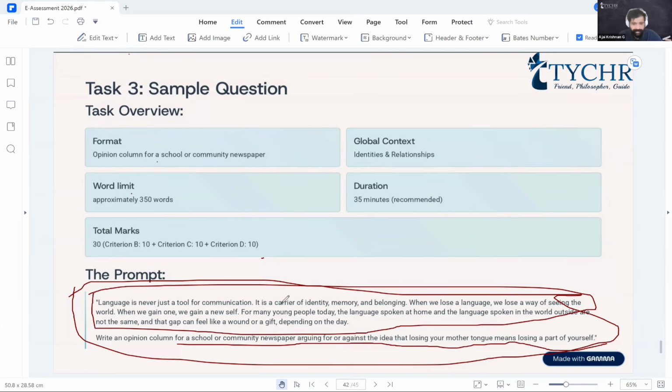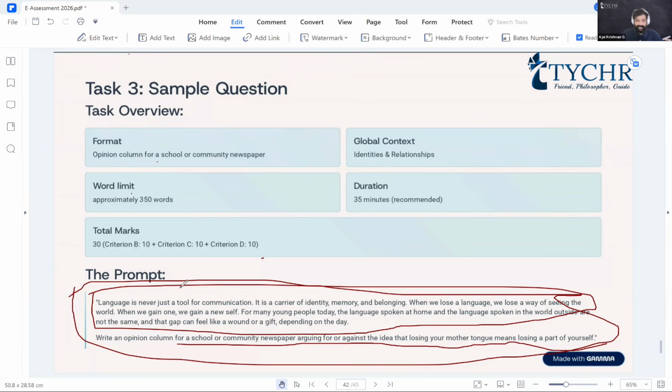Language is never a tool for just communication. It is a carrier of identity, memory, and belonging. When we lose a language, we lose a way of seeing the world. When we gain one, we gain a new sense. For many young people today, the language spoken at home and the language spoken in the world outside are not the same, and that gap can feel like a wound or a gift depending on the day.